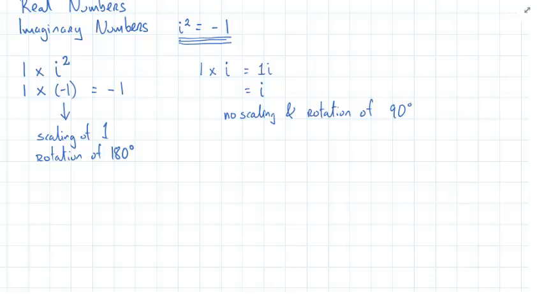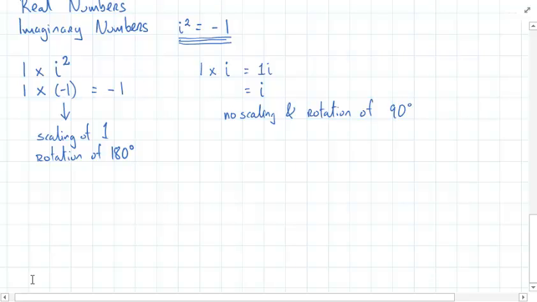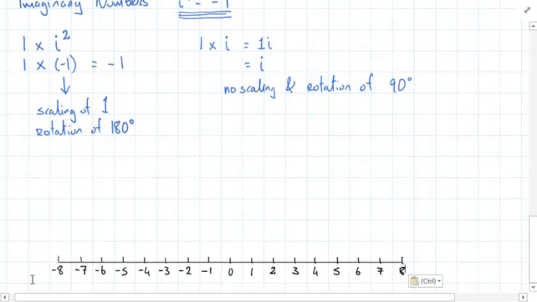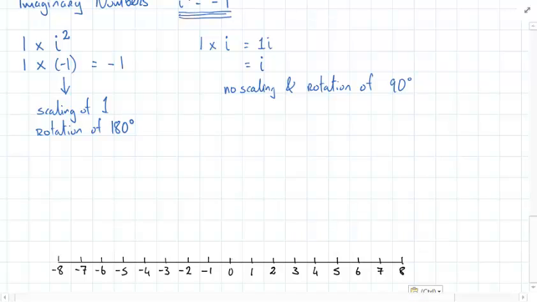Now let's look at what this means for our number line and representing imaginary numbers on our number line. So I'll paste our number line in here. And again, we'll start off with our number 1. So represented here on my number line, and when I multiply that by i, what's it going to do to it? Well, it's not going to scale it, it's not going to change its size, but it is going to rotate it, and it's going to rotate it by 90 degrees.